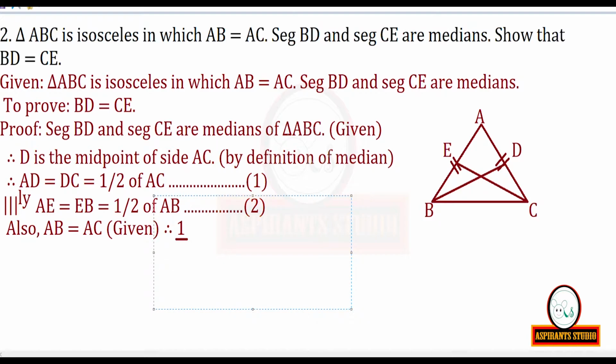AB is equal to AC is given. Now let us do some modification over there, then we can take the equation. Now I am multiplying by half on both the sides. Half of AB will be equal to half of AC.